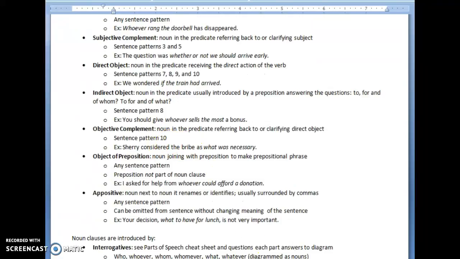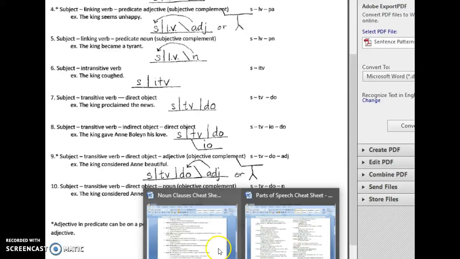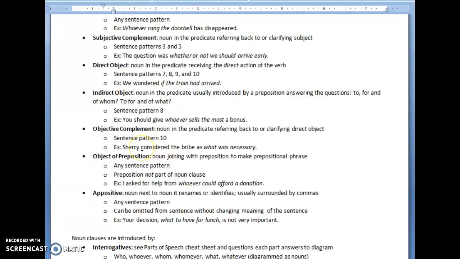Next, we have the objective complement, and that is going to be sentence pattern number 10, where we have a direct object following an action verb, and then this noun refers back to, clarifies that direct object that's in the predicate. So the example here is, Sherry considered the bribe as what was necessary. The key to that is you have as, or you can substitute a to be and have it make sense. And this one you could say, Sherry considered the bribe as something. Again, you can replace it with that one single noun, so you know that it's operating as a noun clause.